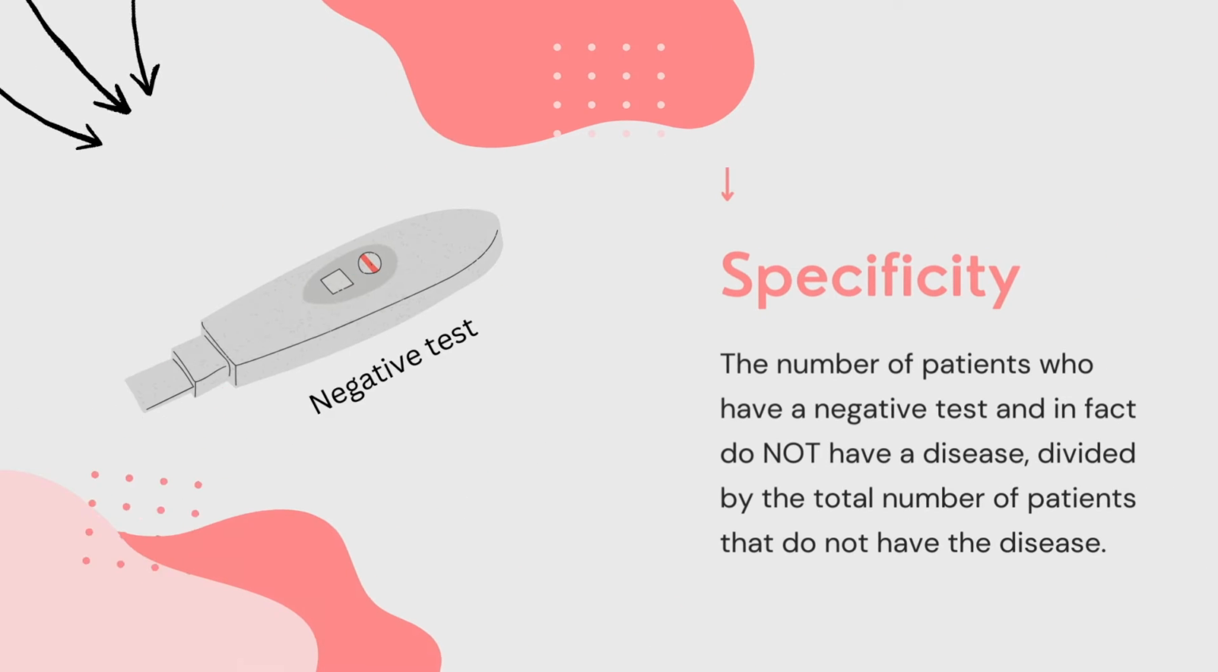All right, so now in comparison, let's talk about specificity. Specificity is the number of patients that have a negative test that in fact do not have a disease, divided by the total number of patients that do not have said disease. So that means that the specificity of a test is the test's ability to correctly designate a patient that does not have a disease. So if a test has high specificity, then this means that there are few false positive results.